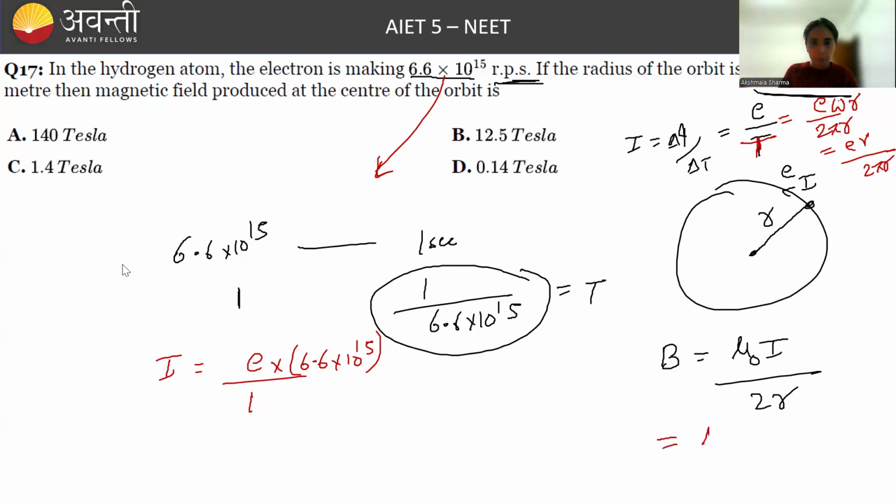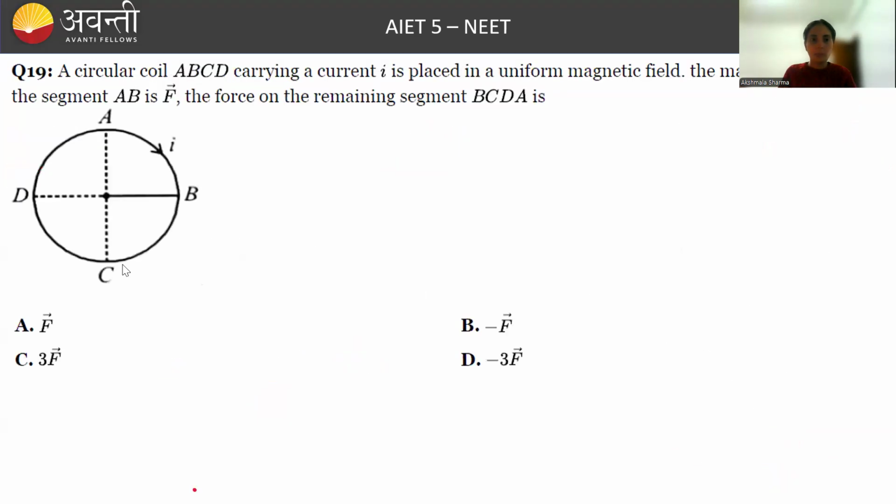So here if I put, it will be mu naught into E into the frequency given here, divided by 2R. Now put the value here. Rotation per second is given. If it was given as rotation per minute, you would need to change it into seconds. But here it is given in seconds. Radius is also given. Now put the values and you will get the answer. So which correct answer will come? Sorry, not this one, it will be this one. Okay, so I hope you will calculate it. You just need to do the calculation.